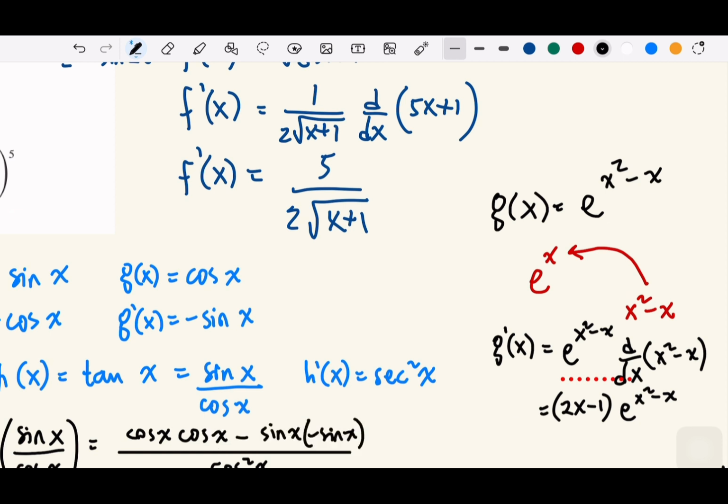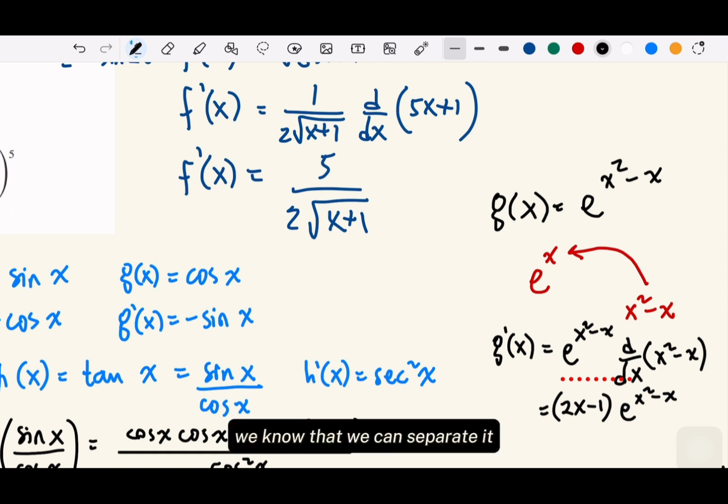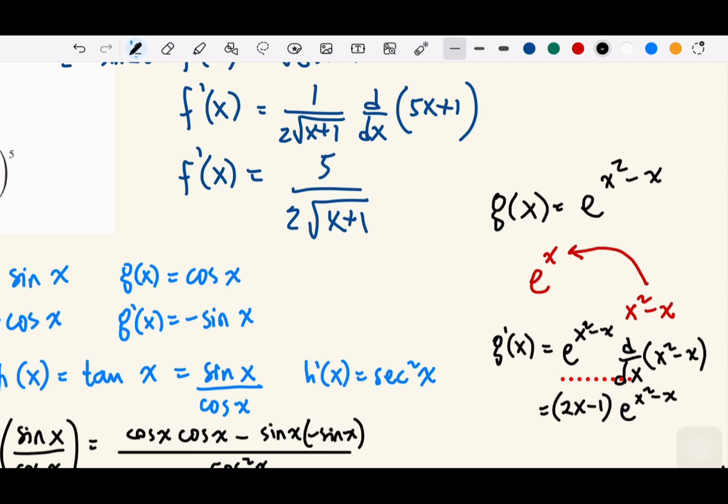Okay? For example, this e, we know that we can separate this into two. e to the x and x squared minus x. So you can imagine that x squared minus x is replacing this x. So the outside function is the e, right? So we differentiate the whole e and it becomes like this. But don't forget to multiply by the chain rule. The chain rule is the inside function.